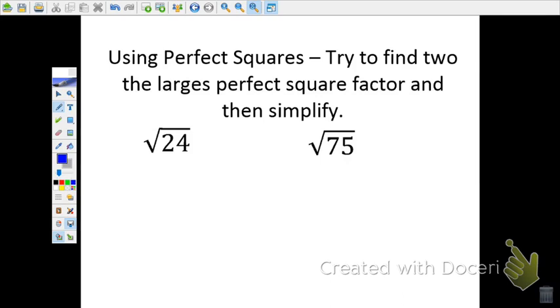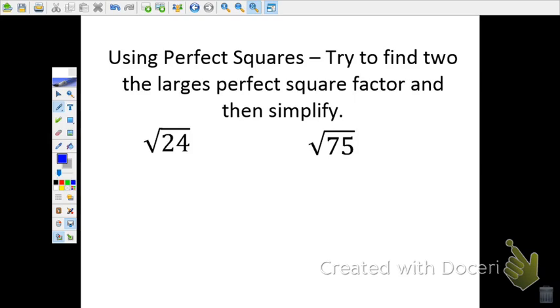The other option is to use perfect squares. When you're using perfect squares, you want to try to find the largest perfect square factor and then simplify. If you're not using the largest perfect square, you can still do it, but you'll have to go another step again. Sometimes people just use it one time and then they want to stop. So the key there is looking for your largest perfect square factor.